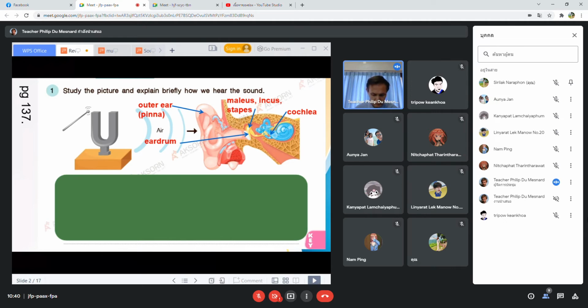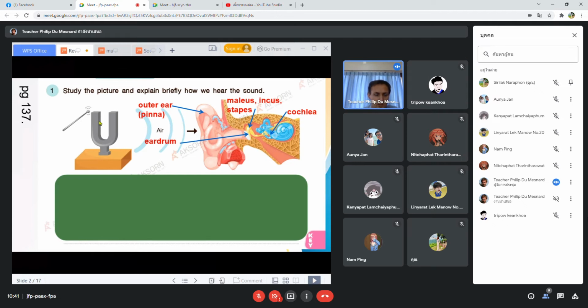Kunyapat, which is Kao Mai. How do you hear? That other student, cartoon 1, you want to try? Yes. How do you hear? Ear. That's it, good. Okay, so that's it.